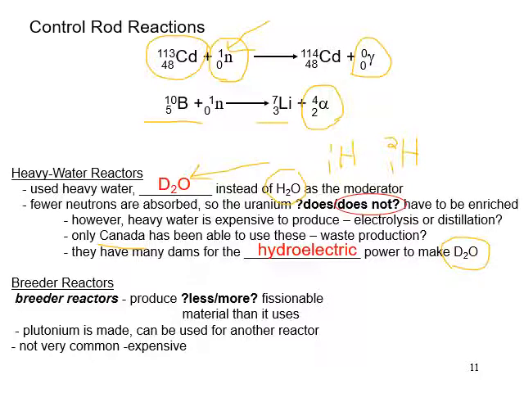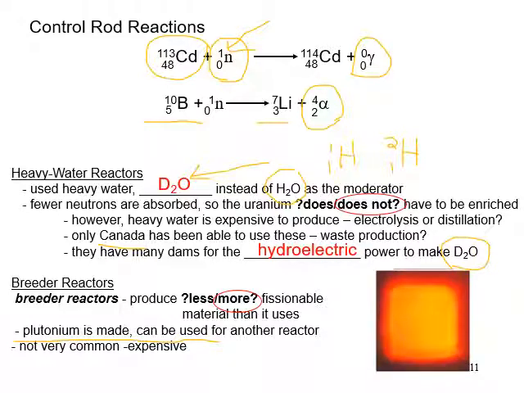A breeder reactor produces more fissionable material than it uses, and plutonium is made, which can be used for another reactor, and that's pretty expensive to create this type of reactor.